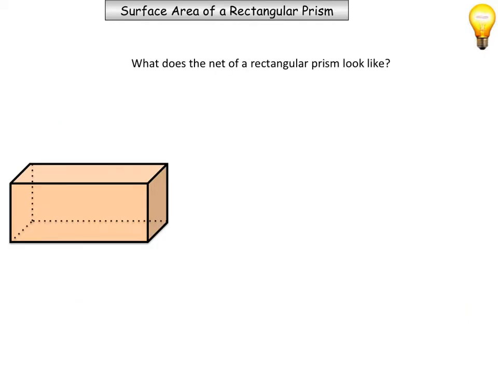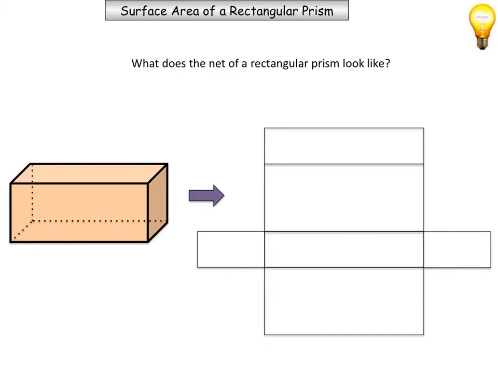So what does a net of a rectangular prism look like? If you cut that up and unravel it, what would it look like? It would have 6 faces, 6 rectangles, but there will be identical rectangles. So this particular one and that particular one would be the same. This particular one and that rectangle would be the same. And that one would also be identical.